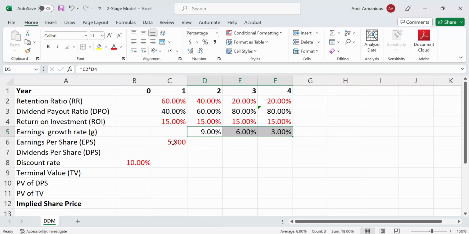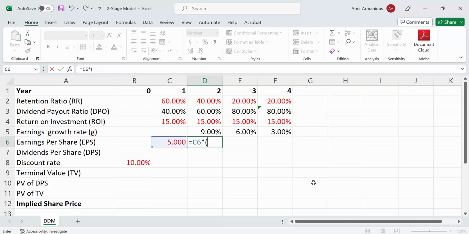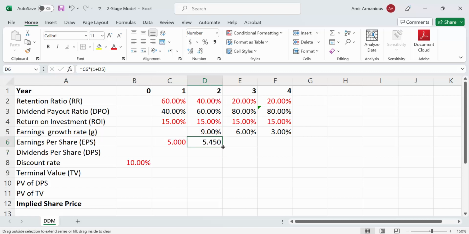Then we have the earnings per share. At the end of year 1 it is $5. This was given. So what will be the earnings per share at the end of year 2? We will take the earnings per share at the end of year 1, which is 5, multiplied by open bracket, 1 plus our earnings growth rate, close bracket. And then from this little box, we will drag.